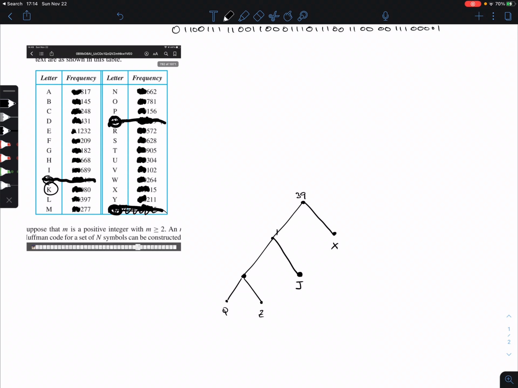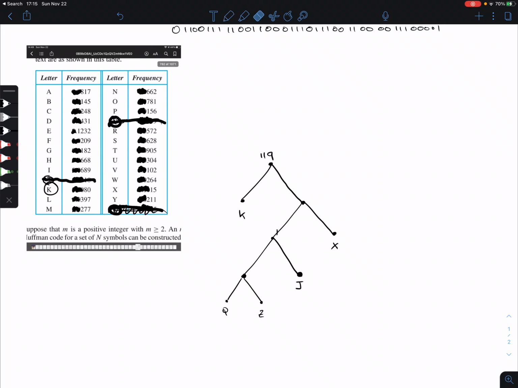So K, let's circle K, so that we know where we are. 80, that will be on the right. What this means is, K is not a letter that is very frequent in our alphabet, but it is more frequent than Q, Z, G, and X together. So here is K, which has frequency 80, together with 39 is 119. Okay, good.